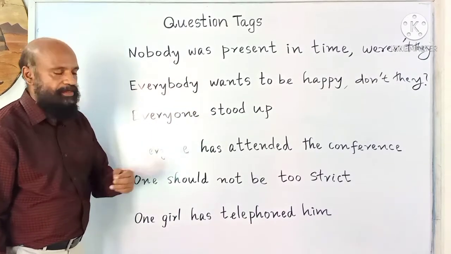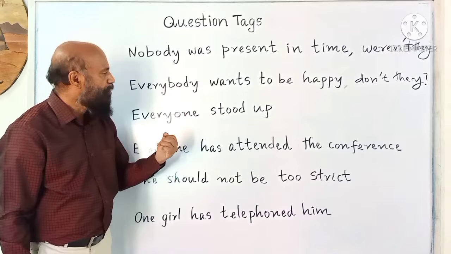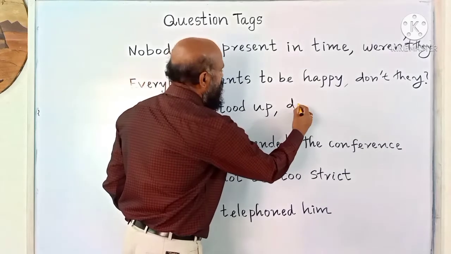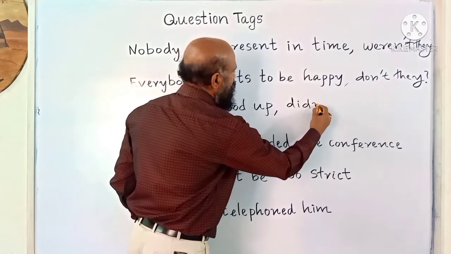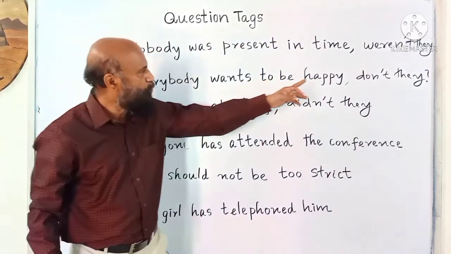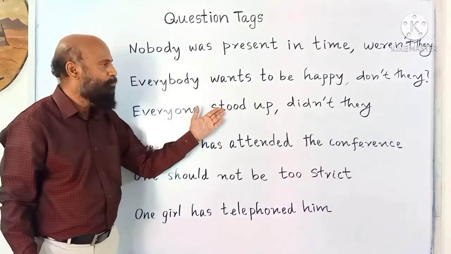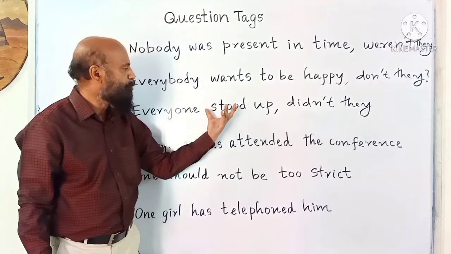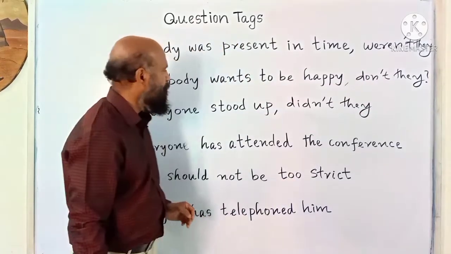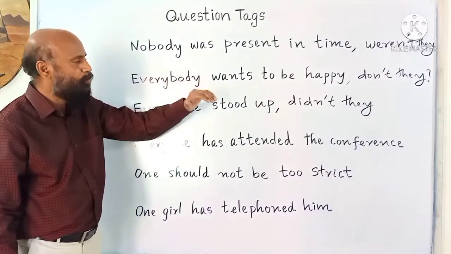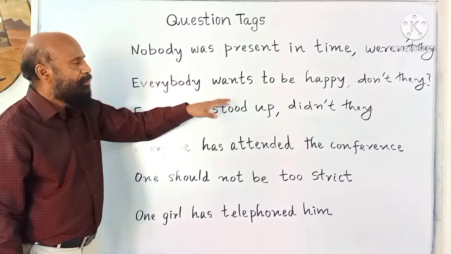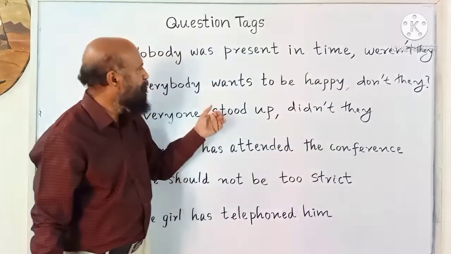Everybody stood up. So here it is past tense. Then a positive sentence, so the question tag is didn't they. Here present tense, so don't they. Positive. This is also positive, so the question tag is negative. Since it is past tense, didn't they. Since it is present tense, don't they. So you have to be careful whether it is present tense or past tense, and positive or negative. Both the sentences are positive, so the question tag is negative.